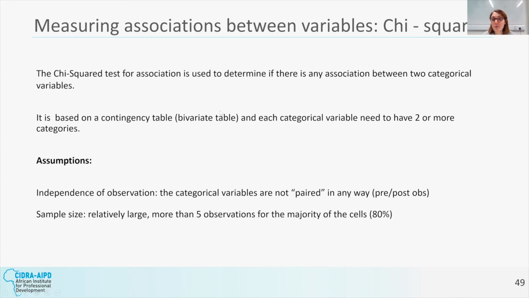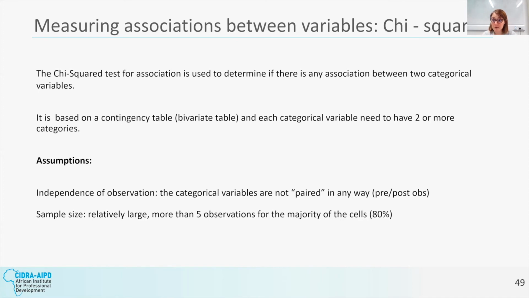So, what is the chi-square test and why do we use it? The chi-square test for association, or the independence of two variables, is used to determine if there is any association between two categorical variables. It is based on a contingency table, like the one we have seen in the previous example. And in order to compute the chi-square test, it's necessary that the categorical variables have at least two categories. We have seen that in our previous example, we had smoking habits and socioeconomic status, each with three categories.